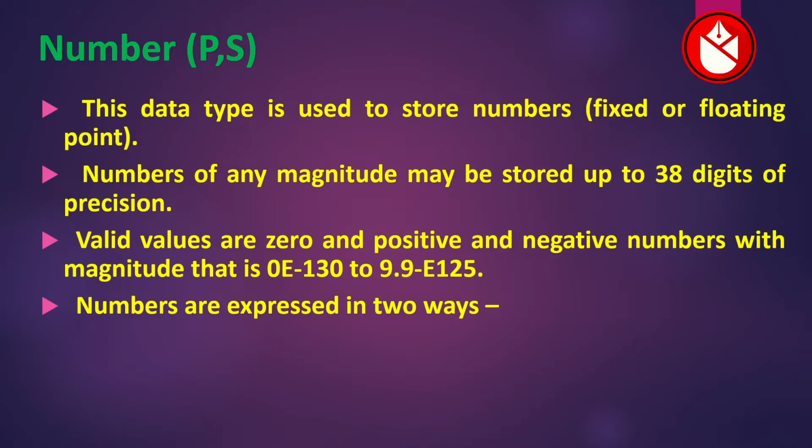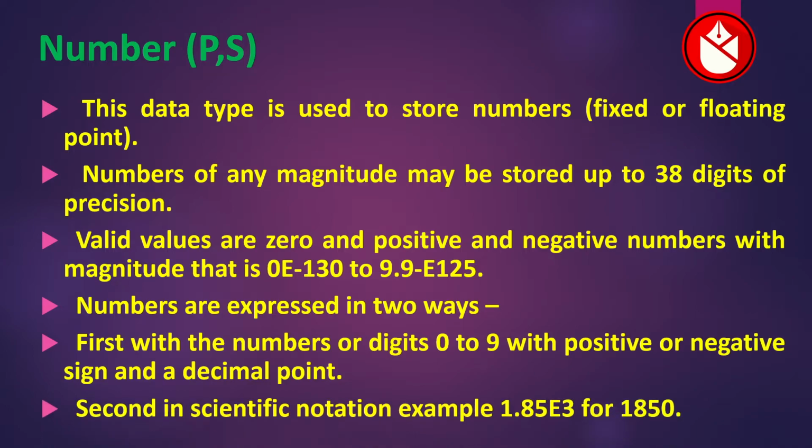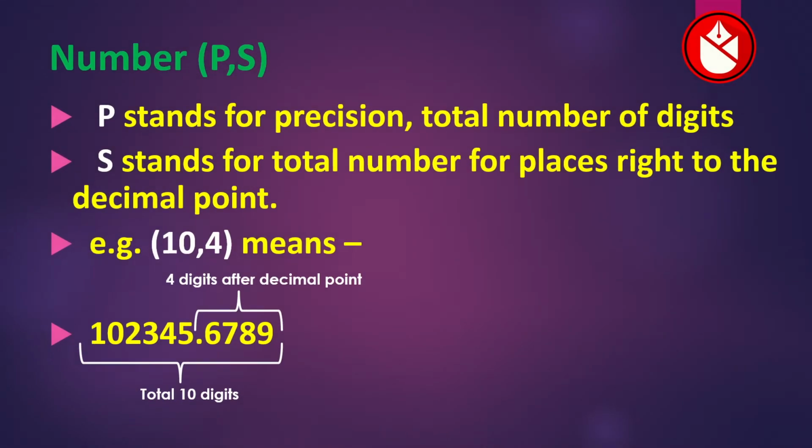Numbers are expressed in two ways. First, with the digits 0 to 9 with a positive or negative sign and a decimal point. Second, in scientific notation, for example 1.85E3 for the number 1850. The P in parentheses stands for the precision, that is the total number of digits, and the S stands for the total number of places to the right of the decimal point.